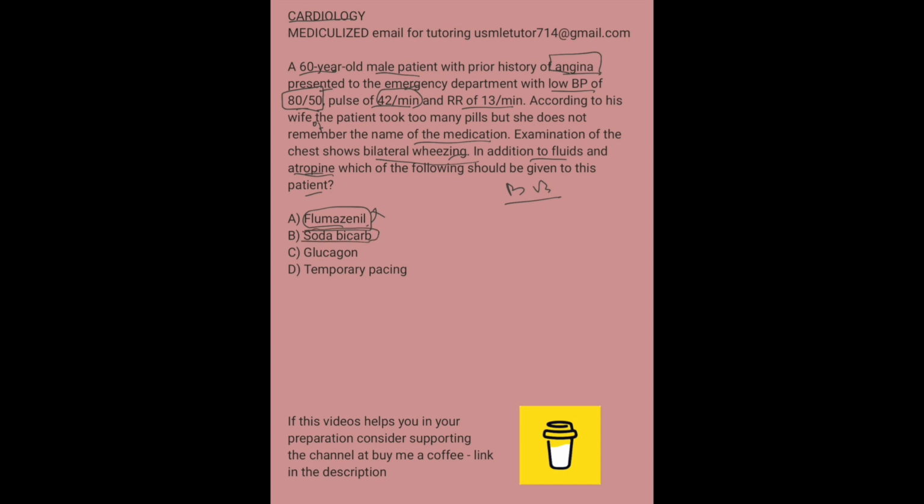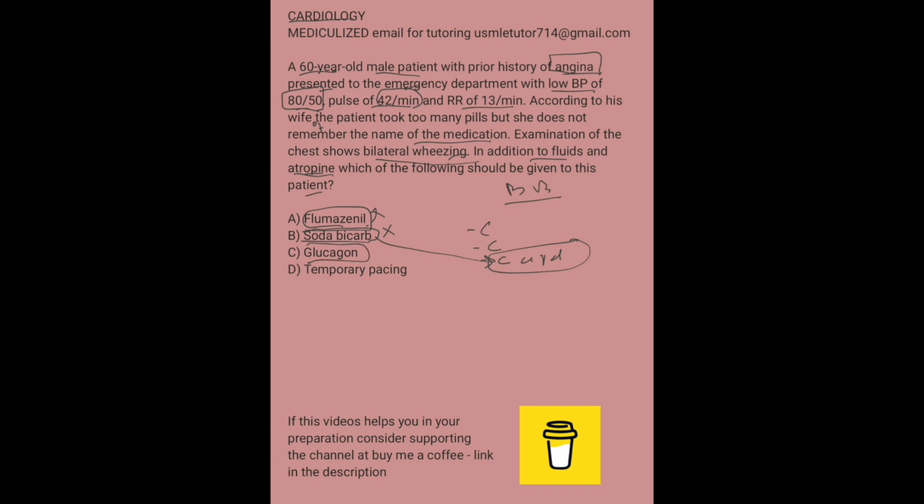Soda bicarb is used in TCA overdose. In TCA overdose, you get tachycardia rather than bradycardia. You also can get urinary retention and all the other anticholinergic symptoms, like mydriasis. You can get really hot skin. Those will be the features of TCA. Also the 3 C's: coma, convulsion, and cardiotoxicity. Bicarb is used mainly to prevent the cardiotoxicity.